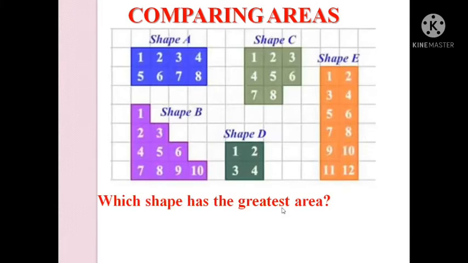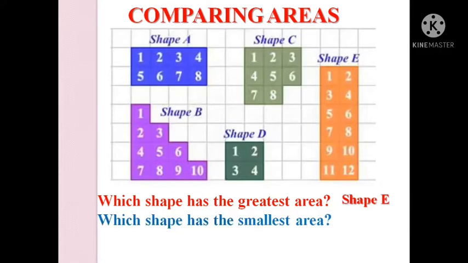Now we are going to compare the areas of the shapes. Okay, which shape has the greatest area? You have to check which has more squares. So here shape E has more squares. So shape E has the greatest area. Which shape has the smallest area? Now we have to check which has very few squares. Shape D has very few squares. So shape D has the smallest area.